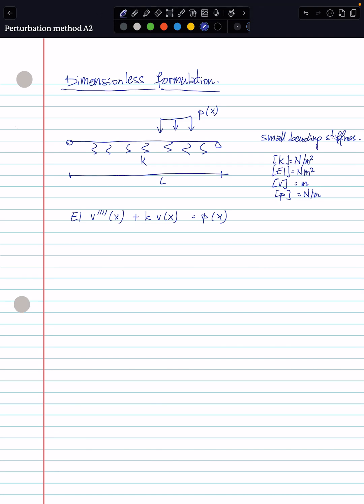Hi everyone. In this video, I want to tackle a problem with you, which consists in writing a problem in a dimensionless formulation. So in most of the problems that we meet, we have to solve an equation that is given in physical quantities or coordinates. And especially if you want to perform an asymptotic analysis or perturbation analysis of the problem, it's very important to work with dimensionless numbers.